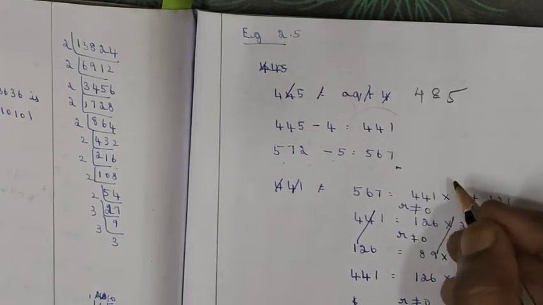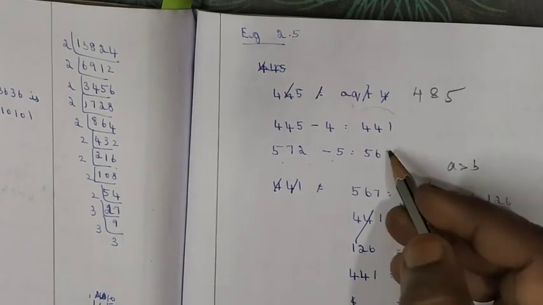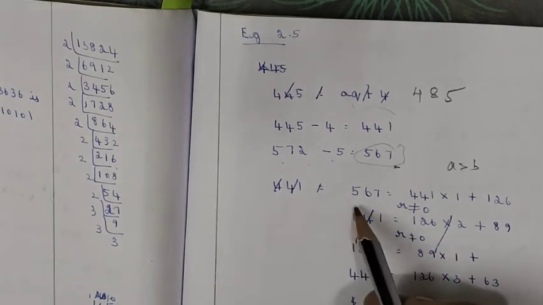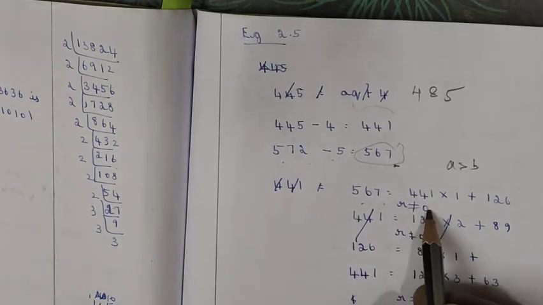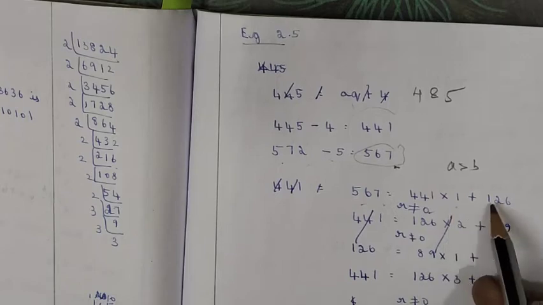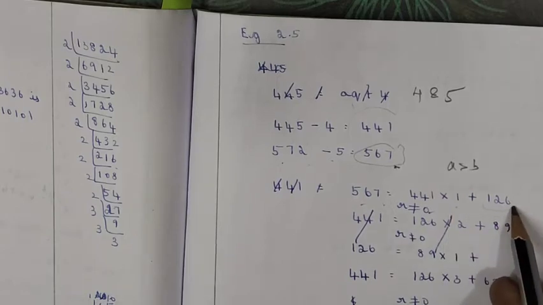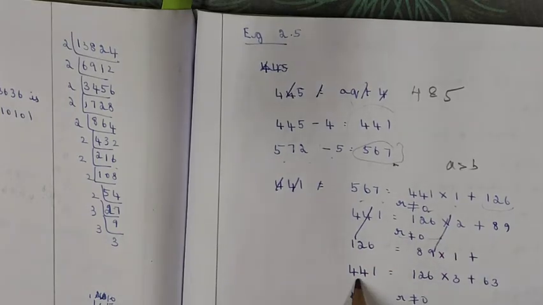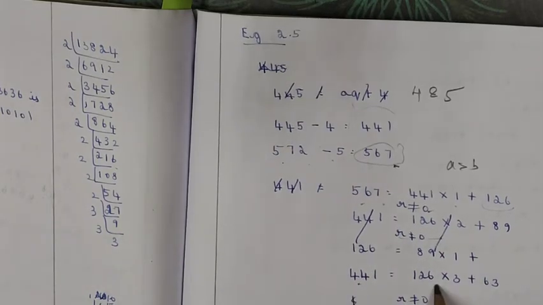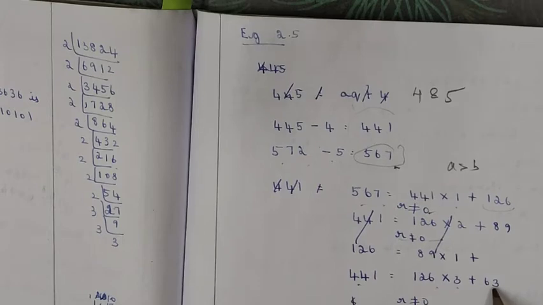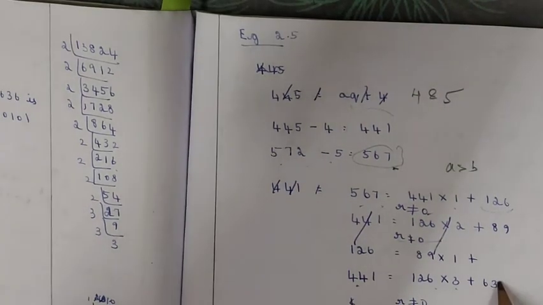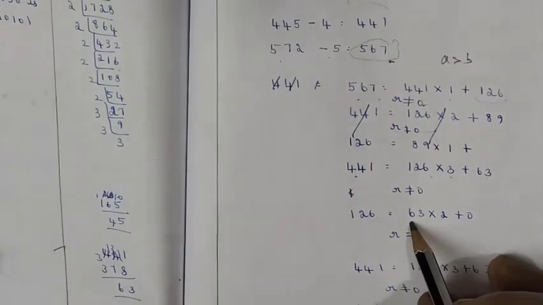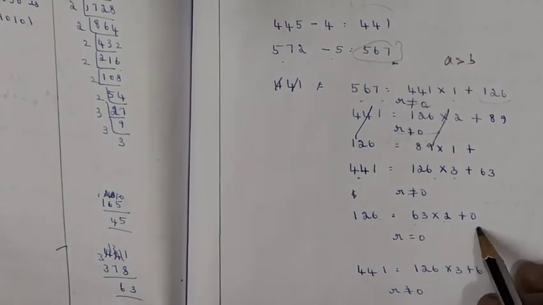So, now we know that A is greater than B. So, we have to take 567 as A. So, 567 equals 441 into 1 plus remainder 126. Now, R is not equal to 0. Now, 441 equals 126 into 3 plus remainder 63. So, R is not equal to 0 again. So, 126 equals 63 into 2 plus 0.